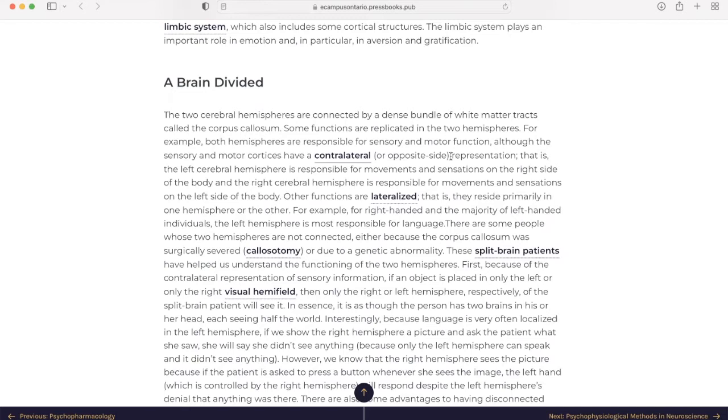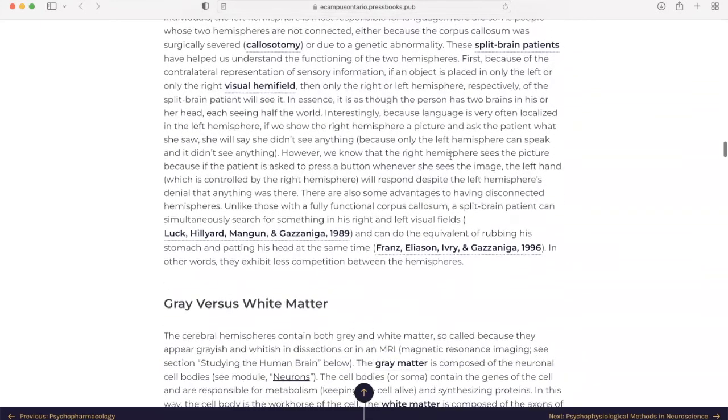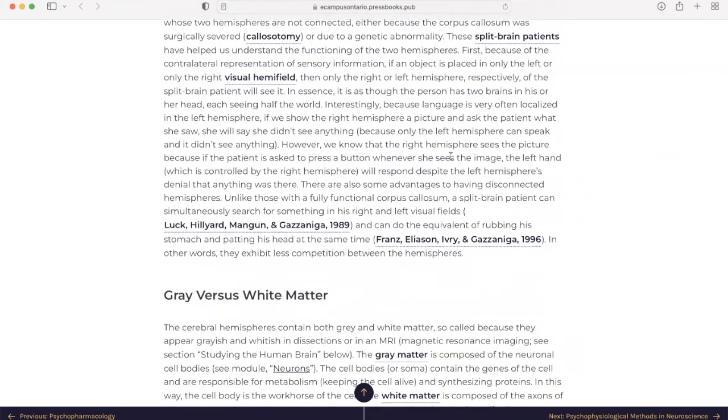However, we know that the right hemisphere sees the picture because if the patient is asked to press a button whenever she sees the image, the left hand, which is controlled by the right hemisphere, will respond despite the left hemisphere's denial that anything was there. That is absolutely fascinating, that our right side controls the left and vice versa. And it also goes on to say, a split brain patient can simultaneously search for something in his right and left visual fields and can do the equivalent of rubbing his stomach and patting his head at the same time.